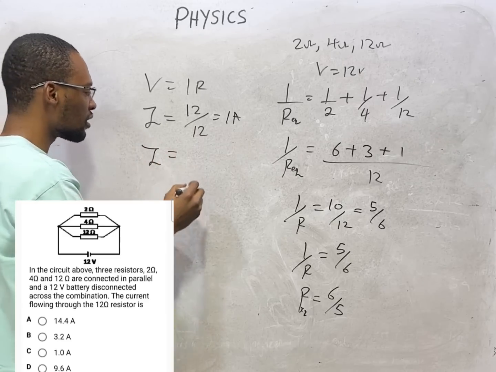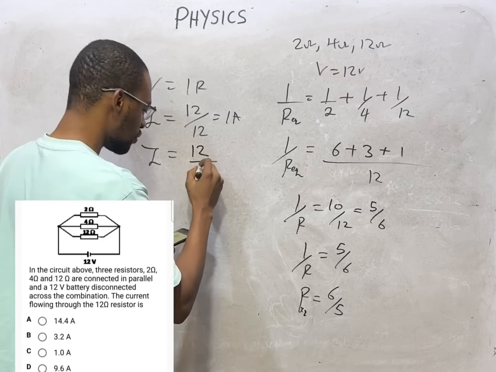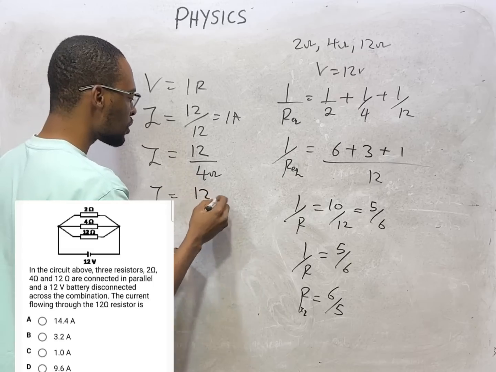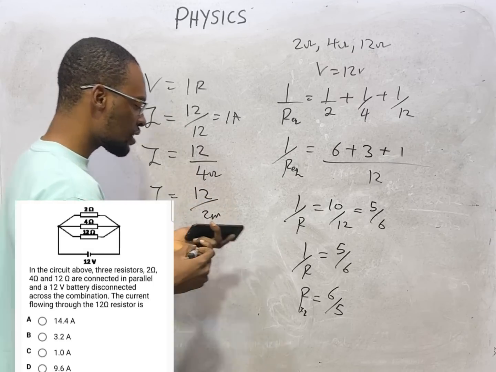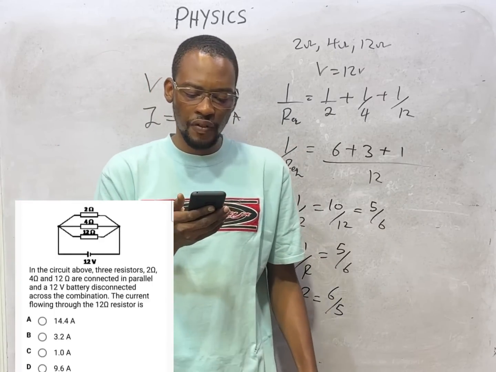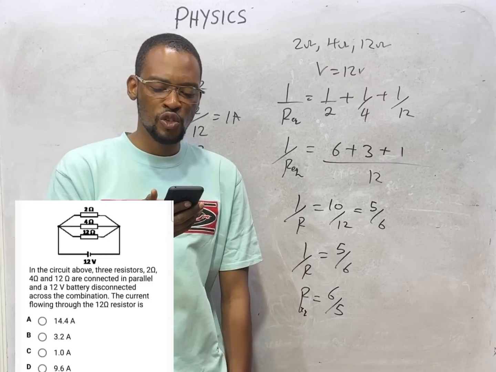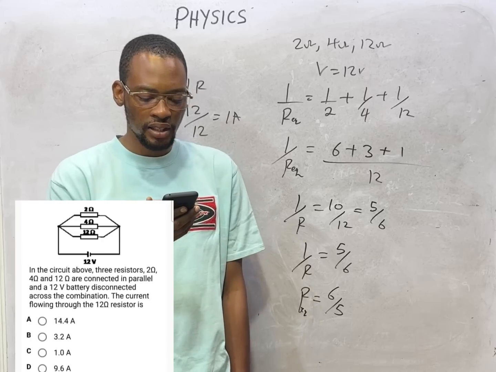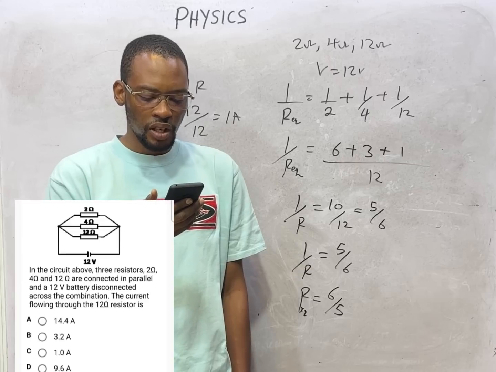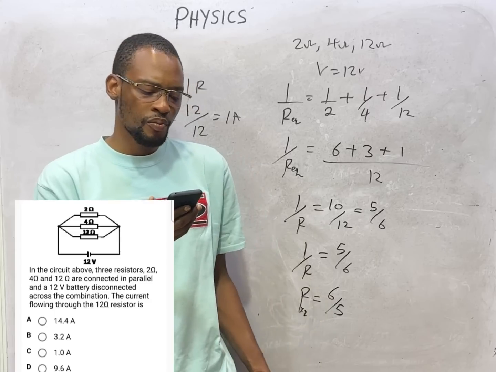The current flowing across the 4 ohm resistor will be 12 volts over 4 ohms. The current flowing across the 2 ohm resistor is 12 volts over 2 ohms. Ladies and gentlemen, once again, when you see this type of question, which says, in the circuit above, 3 resistors, 2 ohms, 4 ohms, and 12 ohms are connected in parallel, and a 12 volt battery is connected across the combination, the current flowing through the 12 ohm resistor is dash.